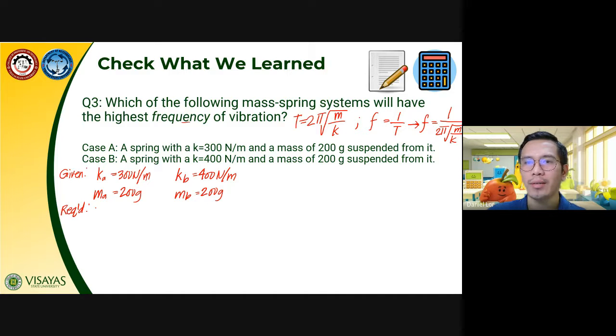So what is required? We have to choose between case A or case B, which of them has the higher frequency. Therefore, we are required to solve for the frequency of A and B, and later decide which one is higher.